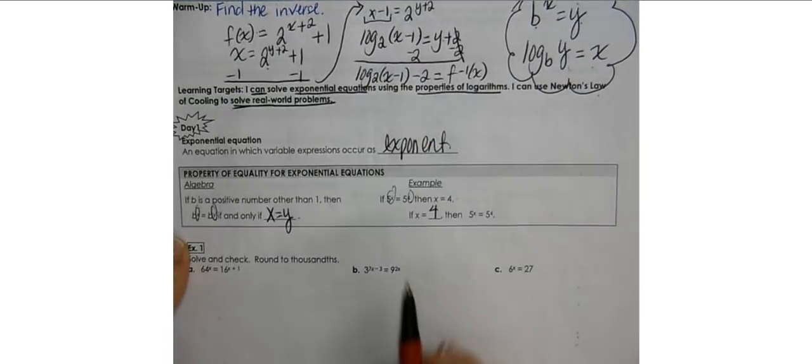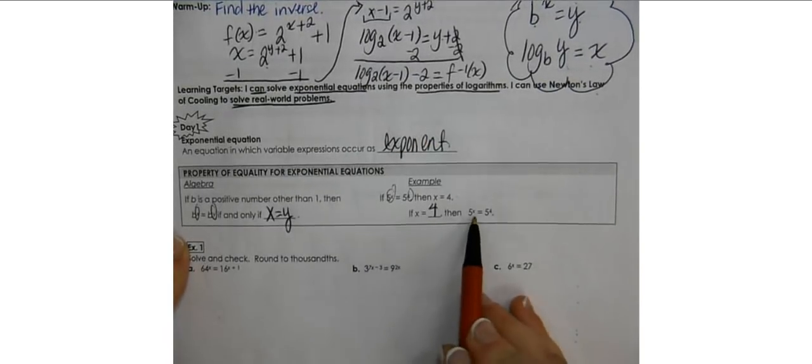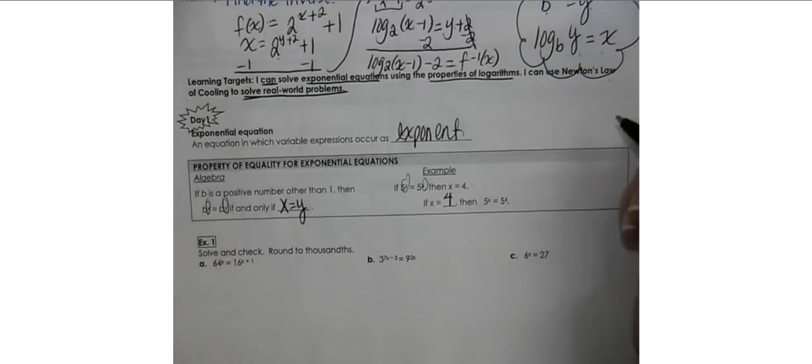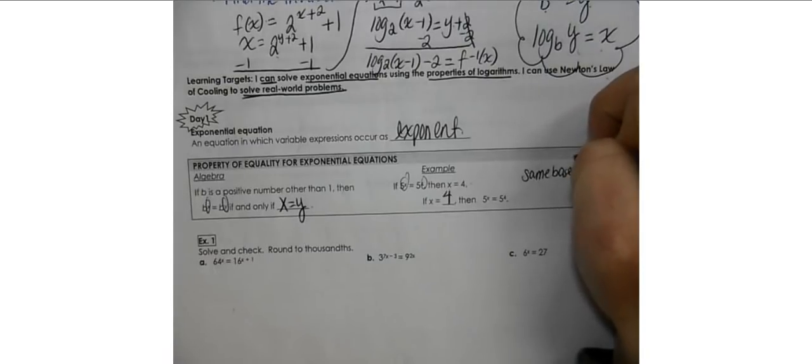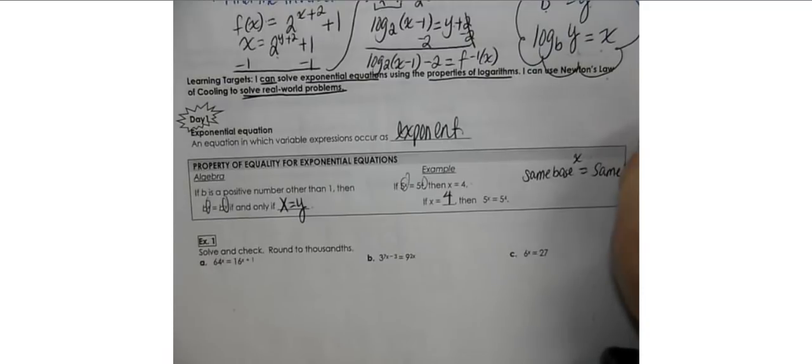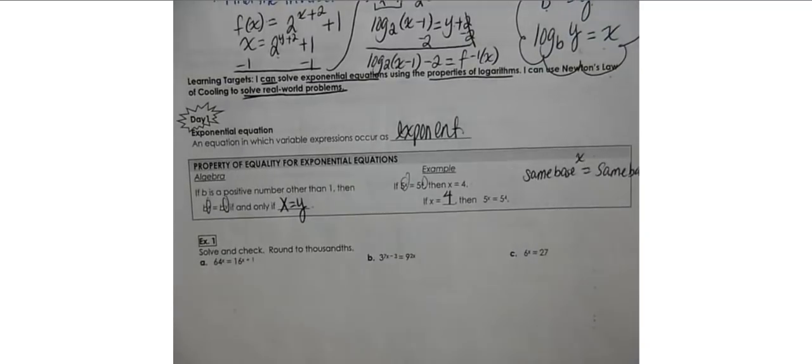Or in other words, you could say if x equals 4, then 5 to the x is equal to 5 to the 4th power. So essentially, if you have the same base raised to some exponent, let's call it x, is equal to the same base raised to the y power, then that means that you're going to set the exponents equal to each other and potentially solve.